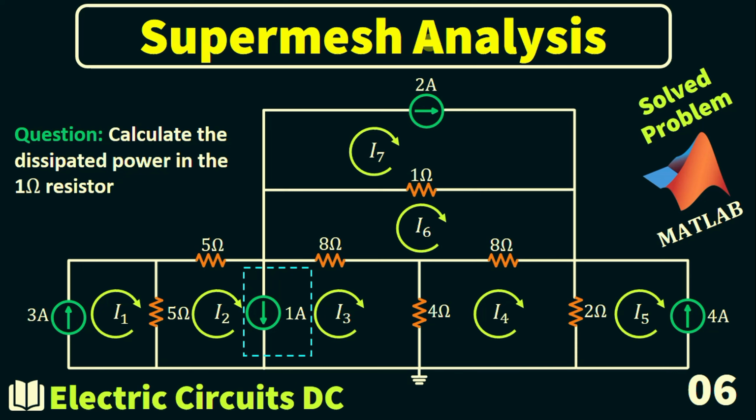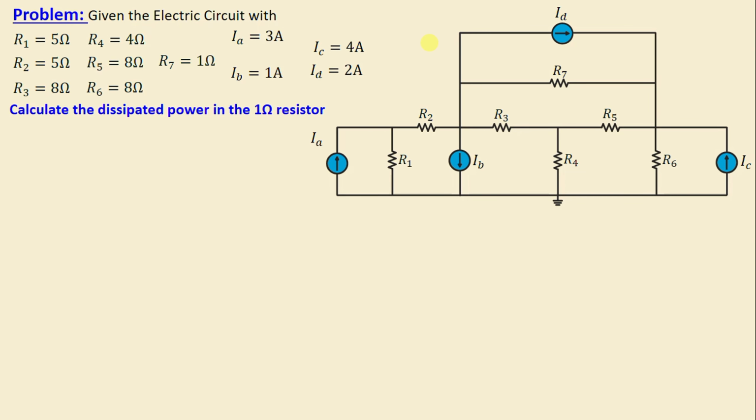Solve the problem number 6. Let's consider this network consisting of 7 resistors labeled R1 through R7, as well as 4 current sources IA, IB, IC and ID. The question now is to calculate the dissipated power in the 1 ohm resistor. The 1 ohm resistor is resistor R7. Let's move on to the solution.